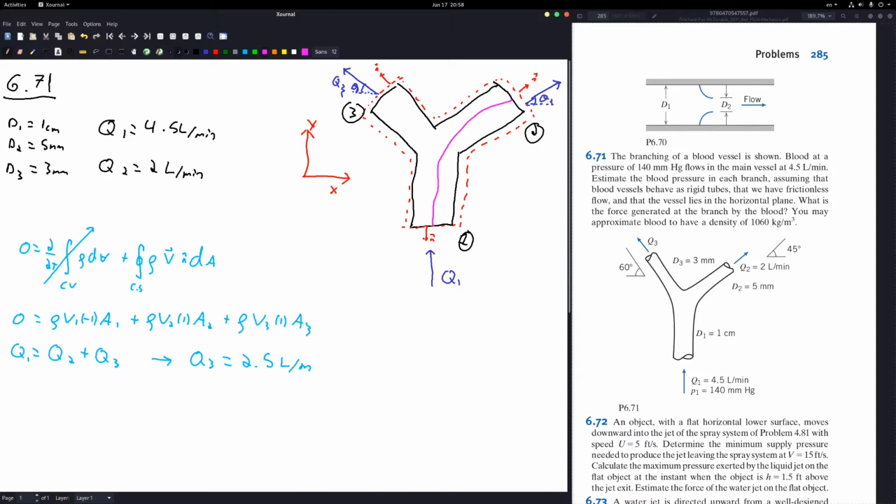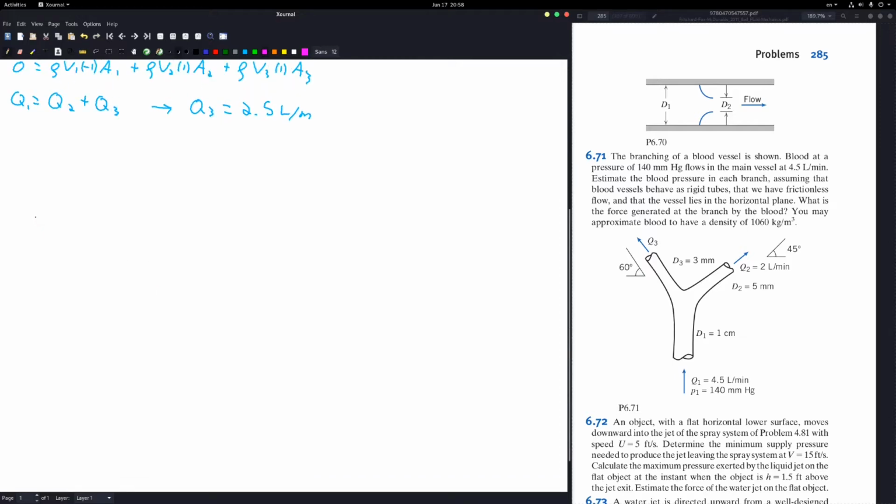Now the next step, if we draw a streamline starting from point 1 to point 2 and from point 1 to point 3, we can compute the pressure at P2 and at P3. From the streamlines, we can use Bernoulli's equation. So P2 plus 1/2 rho V2 squared plus rho g z2 is equal to P1 plus 1/2 rho V1 squared plus rho g z1. Now, because the variation in height is so small, we can approximate it as being 0, and we can isolate for P2.